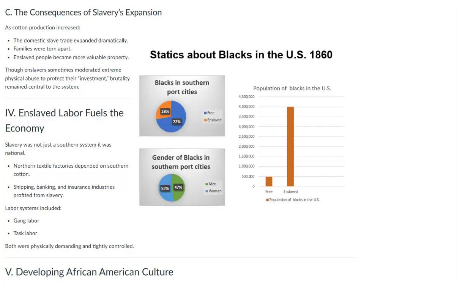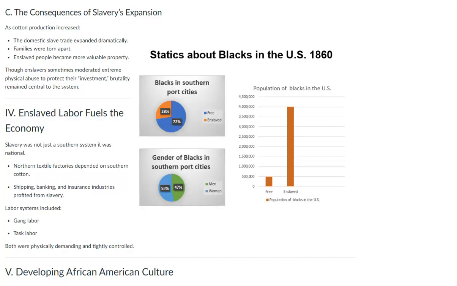It's important to understand that slavery was not only a Southern system. Northern textile factories also depended on Southern cotton, and Northern banks financed plantation expansion in the South. Shipping and insurance industries profited from slave produced goods, and slavery was national. Within plantations, enslaved labor took different forms, right? So some worked in gang labor systems under constant supervision, and others worked under a task system. And you're going to learn more about those as you read through the chapters.